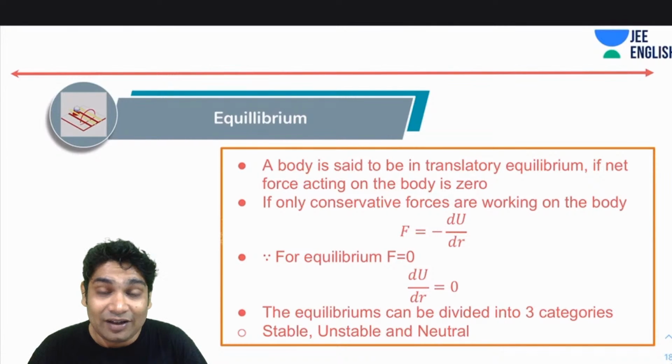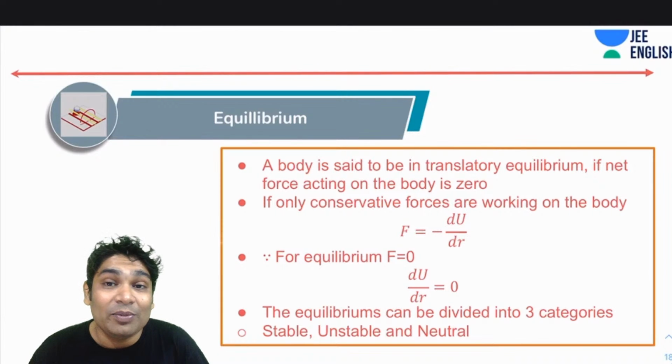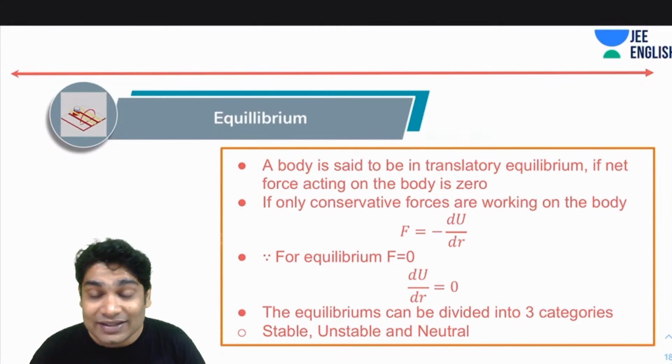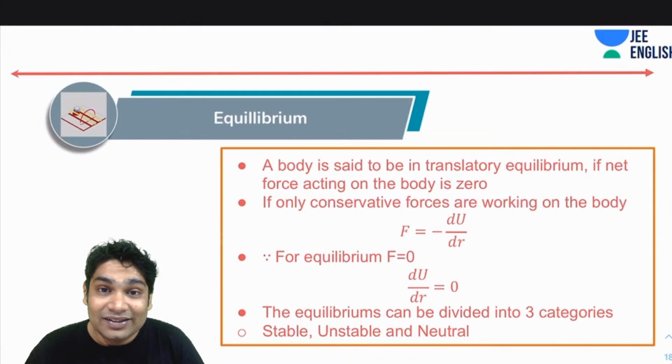When do you say a body is in equilibrium? A body is said to be in translatory equilibrium if the net force acting on the body is 0. Obviously, I hope everybody remembers the condition for equilibrium. I discussed this in Newton's laws as well. That equilibrium means that the net force has to be 0.